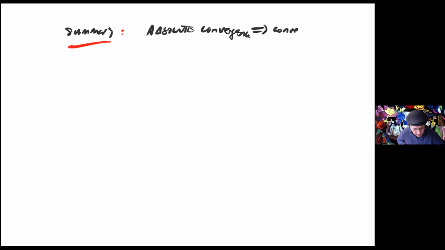So in summary, so far, absolute convergence implies convergence. But the other way around is not true, as we saw with the alternating harmonic series. Okay, so that's the only theoretical part of this section. I want to now get to the tests. So here are some tests.